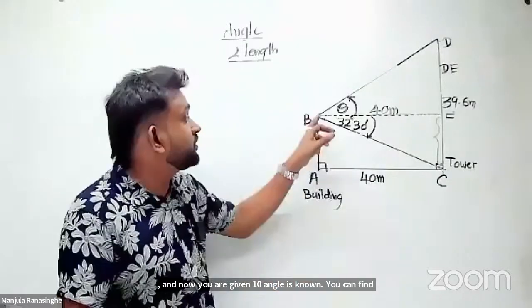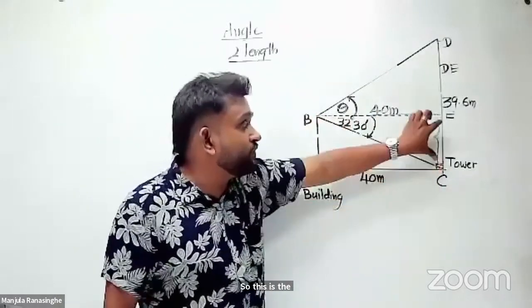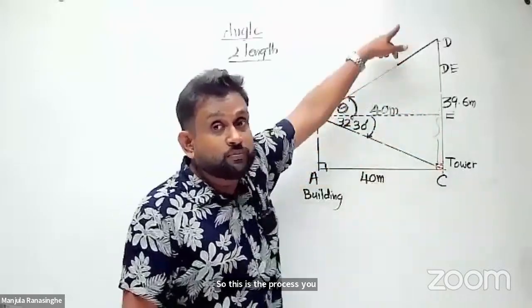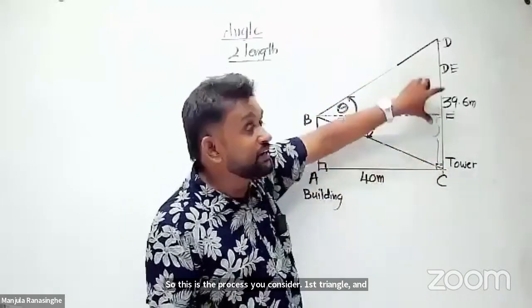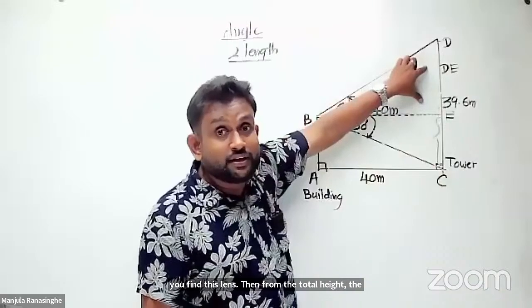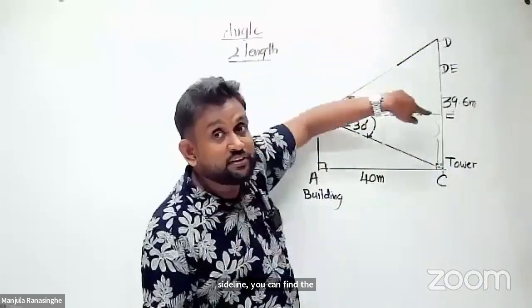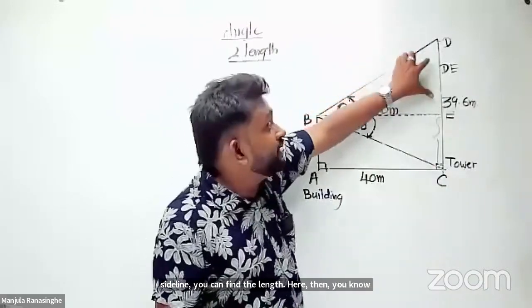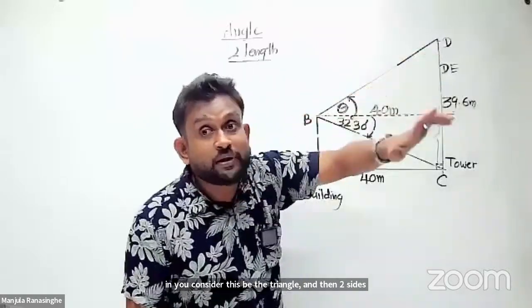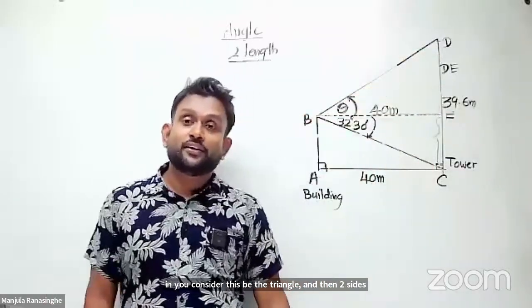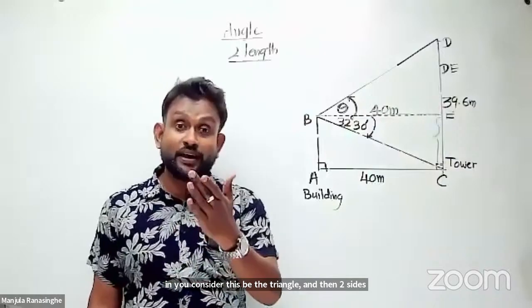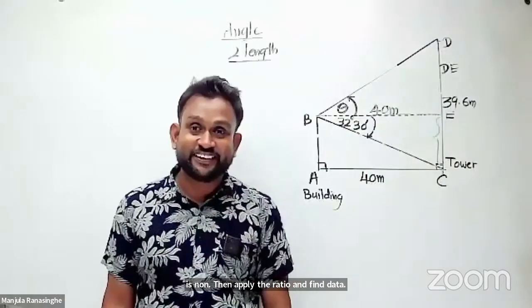You consider first the BEC triangle and you find the side length. Then from the total height, subtract that side length, and you can find the length here. Then you consider this BED triangle, and then two sides are known. Then apply the ratio and find theta. Now you know that 80% is done in the question.